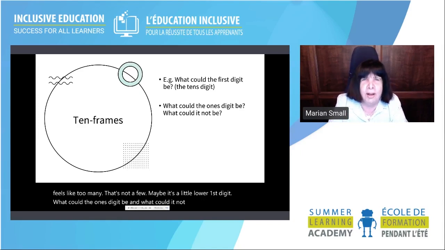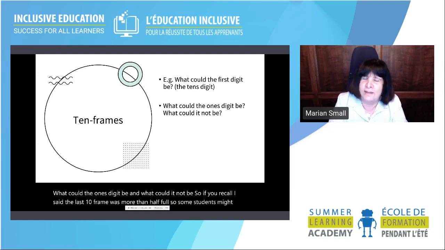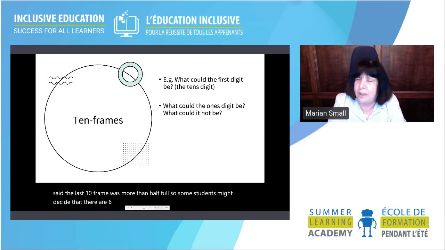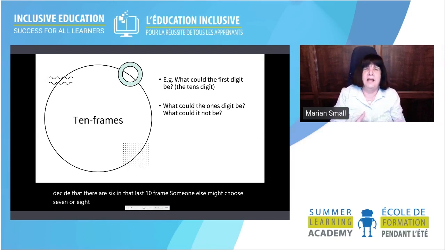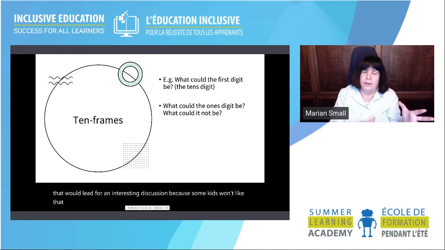So if you recall, I said the last 10 frame was more than half full. So some students might decide that there are 6 in that last 10 frame. Someone else might choose 7 or 8 or 9. There could even be a student who chooses 10, and that would lead to an interesting discussion, because some kids won't like that because they are all full, and other kids could live with that.